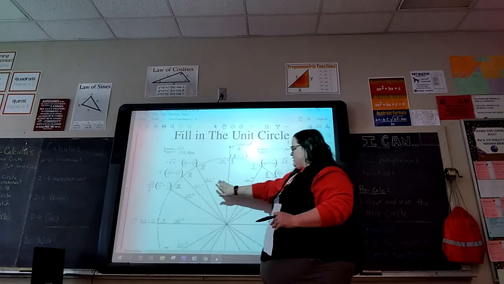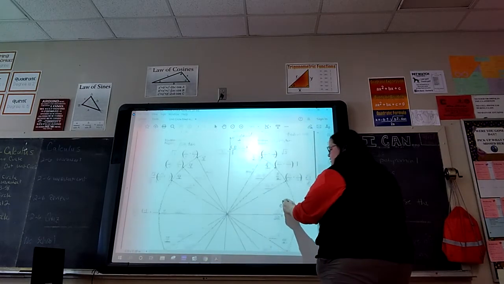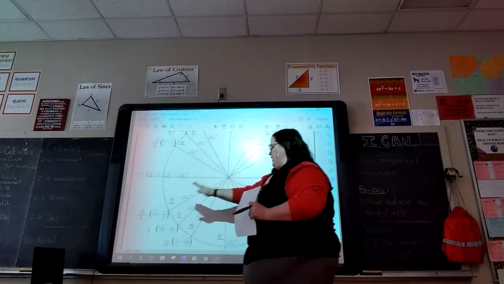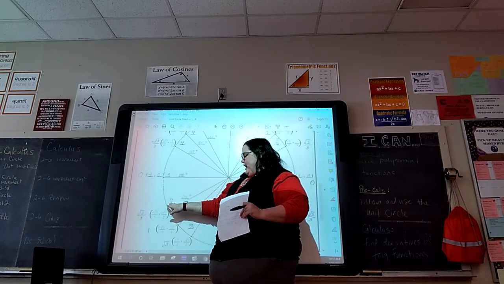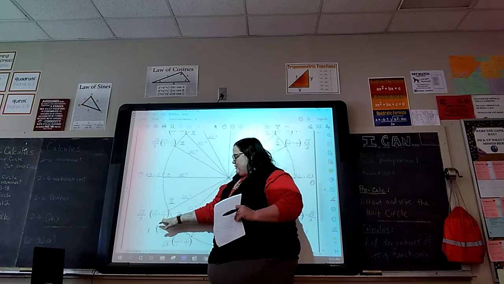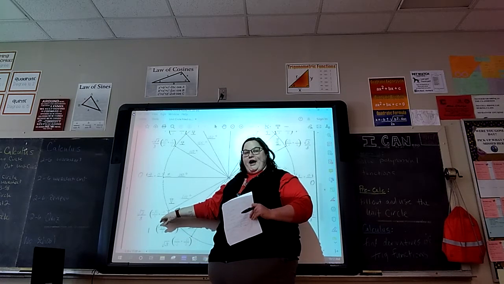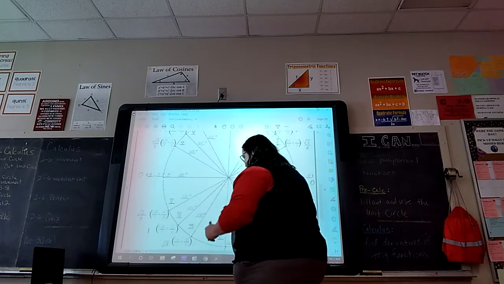There's pi over 6. There's 5 pi over 6. Here's 7 pi over 6. Okay? So then we want the sine value at that angle. So I'm going to go to my chart. The sine value at that angle is negative half. So my answer is negative half.